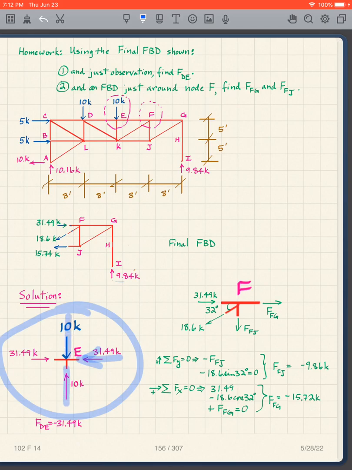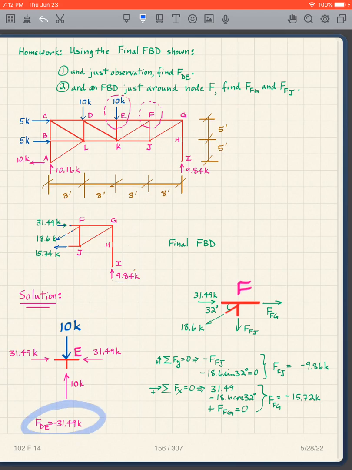These two are both vertical. We've already determined what this one was, what EK was. We said by observation it is 10 kips. And so all that's left is this one. It's got to oppose this 31.49. So FDE is going to be 31.49 in compression. FDE is negative 31.49 kips.